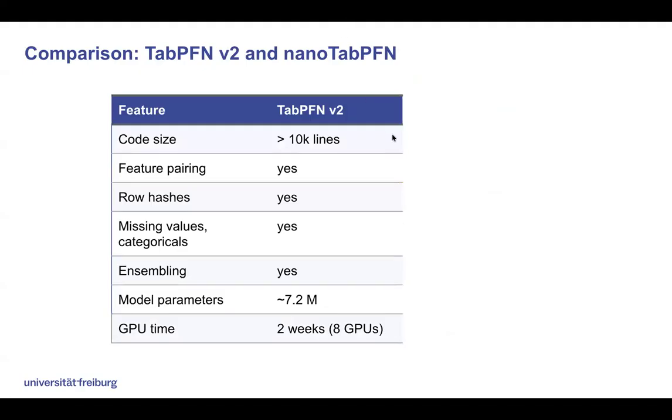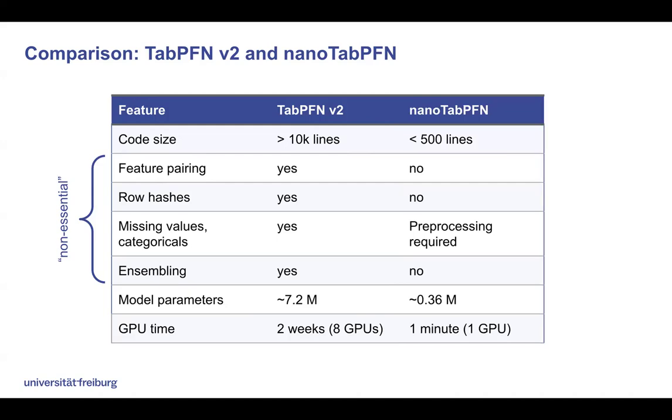So what's the difference between TabPFN v2 and nanoTabPFN? Well, TabPFN v2 had a very large code base of over 10,000 lines and included a bunch of features, for example, KV caching, which make the code much more complex. And in particular, we decided that there are some features which we deemed non-essential. And so we removed these in nanoTabPFN. This drastically reduced the size of the code to less than 500 lines.